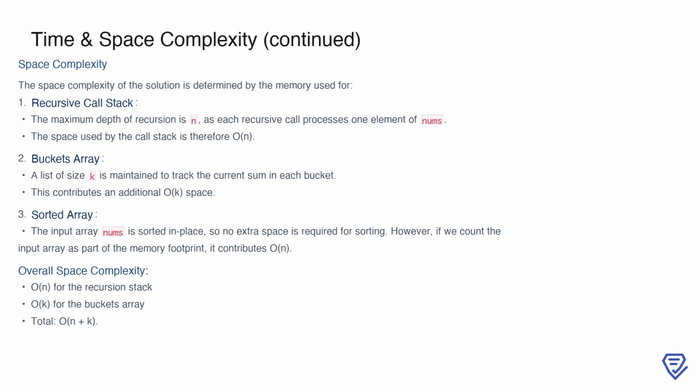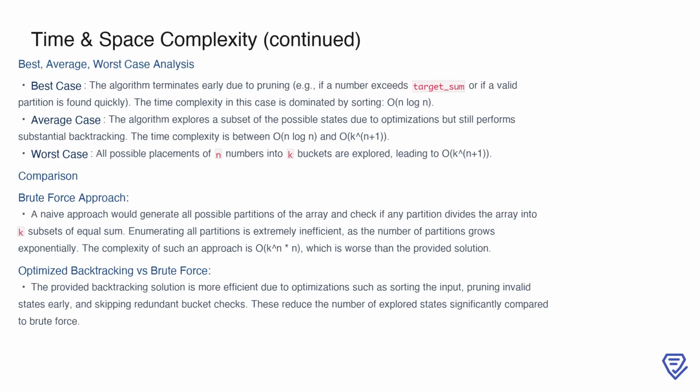Finally, the input array nums is sorted in place, so no additional memory is required for sorting. If we account for the input array itself, it adds n to the memory footprint. Combining these, the overall space complexity is n for the stack plus k for the buckets, giving us n + k. Let's now discuss how the algorithm performs in different scenarios.